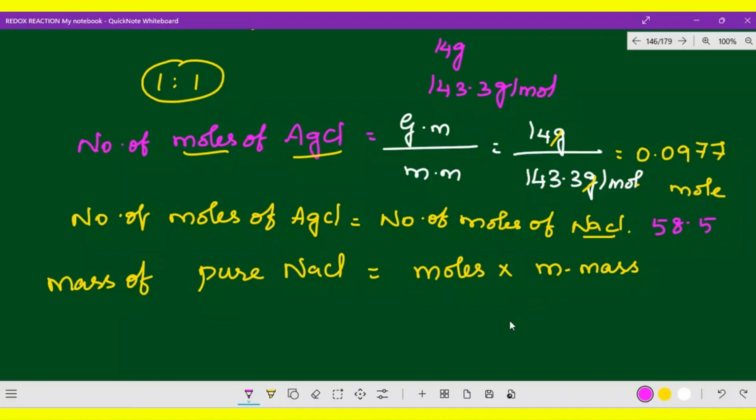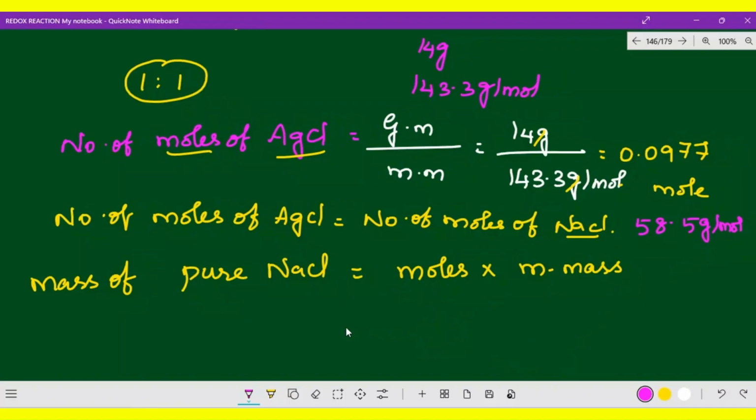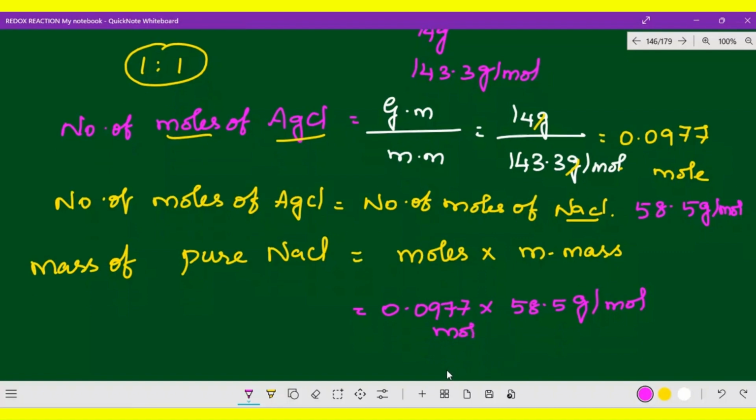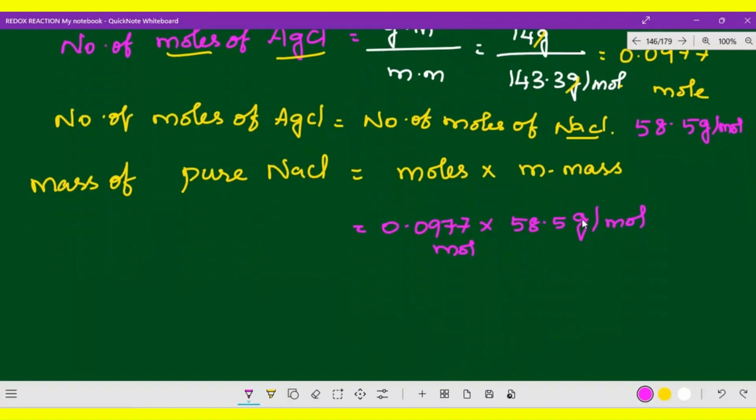58.5, right? Gram per mole. Here, 0.0977 into 58.5 gram per mole. So this also is mole, so mole will be cancelled. This is actually gram per mole, so divided by mole, the mole will be cancelled. So what is remaining? Gram only remaining.